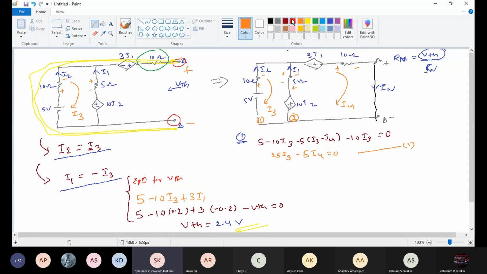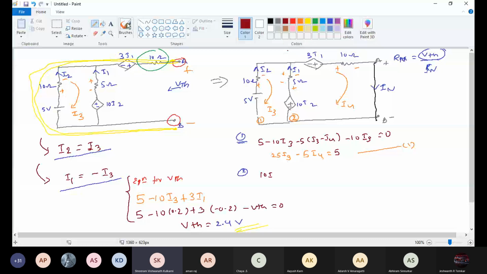Now KVL for this loop. Plus 2 minus 10 I2, that is potential gain 10. Equation 1 equals 5, yes, this one is 5.